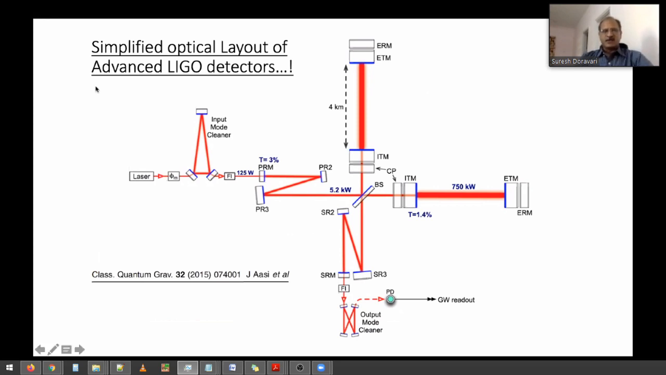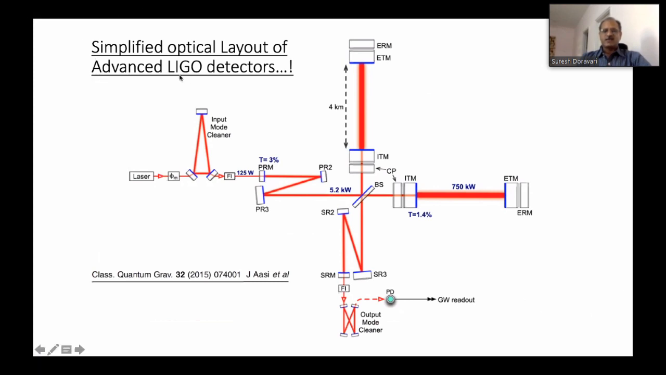The reason it's called Advanced LIGO is because there was a previous generation of LIGO detectors in the same sites, called the initial LIGO detectors and enhanced LIGO detectors. They successively had better and better sensitivities. And Advanced LIGO was an upgrade. So we have essentially a second generation of detectors, which are currently operational.